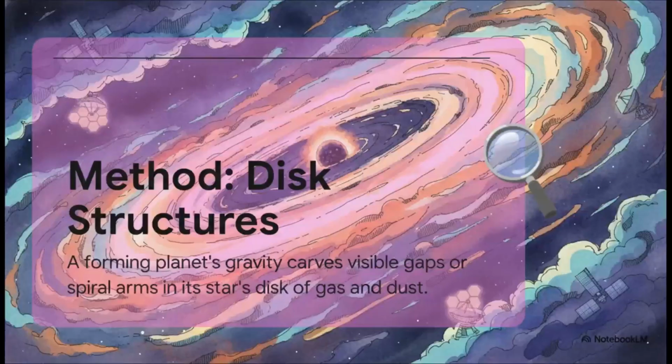In very young star systems, we can actually see these perturbations in action. What you're looking at here is a protoplanetary disk, a vast disk of gas and dust surrounding a newborn star. A planet forming within this disk acts like a gravitational snowplow, carving out distinct gaps and creating beautiful spiral arms as it orbits. With incredible telescopes like ALMA and the James Webb, we can now directly image these structures. We are literally seeing the gravitational footprint of a planet in the process of being born.